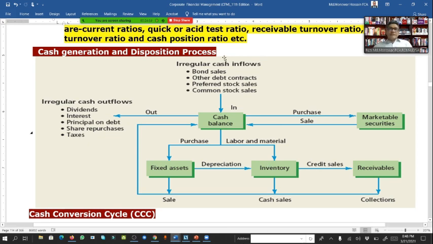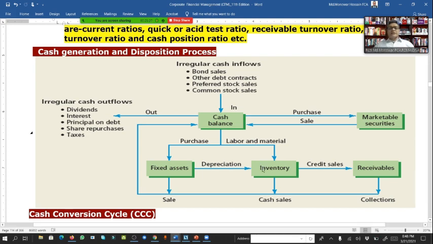So look here, there are irregular inflows and irregular outflows. Within the cash balance, from this cash we purchase marketable securities for investment, and also if we sell, that cash will come into the cash balance. Again, from this cash we purchase fixed assets. We are paying labor or material expenses. That means we are paying the creditors.